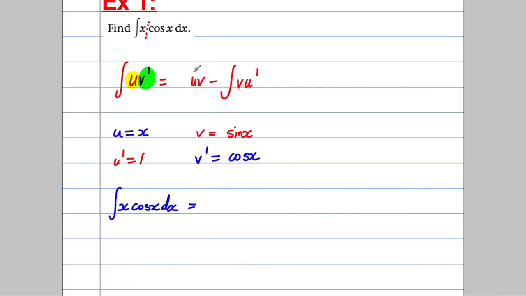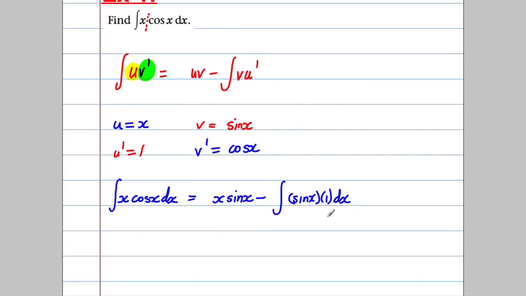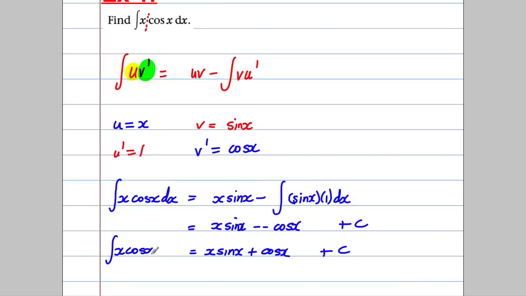Using the formula up here, it's u multiplied by v, so it's going to equal x sin x, subtract the integral of vu dash, so sin x multiplied by 1, so the integral of sin x multiplied by 1 with respect to x. Now the beauty of this is, I can integrate sin x, it's easy for me to integrate, it's negative cos x. So this integral is going to be x sin x, subtract negative cosine x, plus your constant of integration. So that's x sin x plus cosine x plus your constant of integration. Okay, and we're done. That's the integral of x cos x dx.